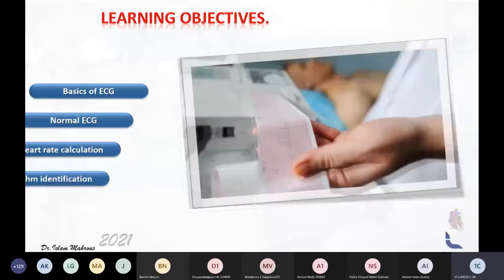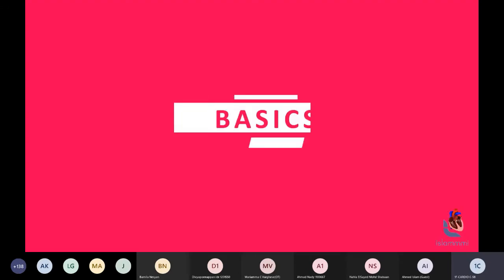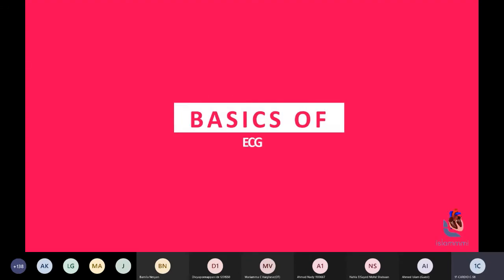My objective today is to give you some basics about the ECG. You will be able to identify the normal ECG. You can calculate the heart rate and whether the rhythm is regular or irregular, and we will show you how to do it. Finally, you will be able to identify the different cardiac rhythms, whether normal or abnormal. Without any further ado, let me jump into my presentation. We will start with the basics of the ECG.